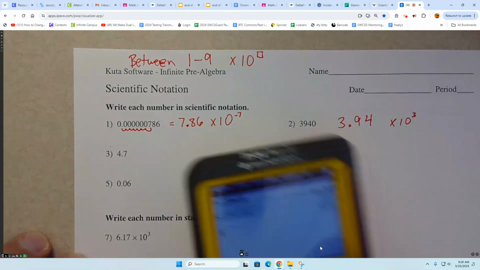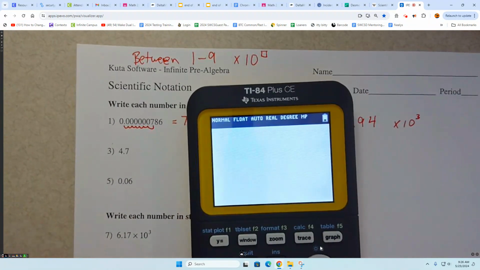The funny thing, people love playing tricks on each other. You can turn this calculator to always answer in scientific notation. If you do that, then 30 will be read as what?